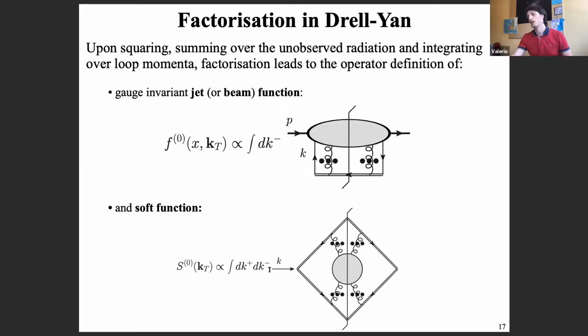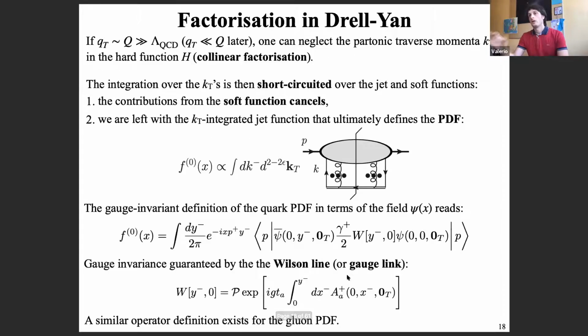And then you also have the soft function, which is also an integral over the plus and minus components of the squared soft function. Now, let's assume for the moment that the transverse momentum of the gauge boson in Drell-Yan is of the order of its invariant mass, and that this in turn is much larger than Lambda QCD. We will consider the case in which QT is much smaller than Q.